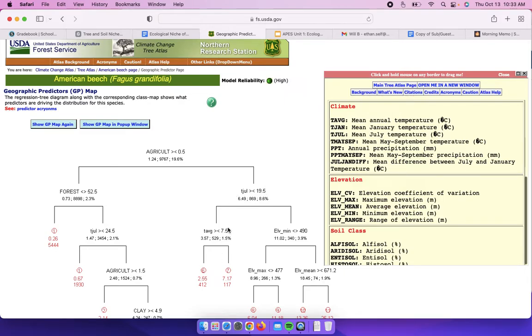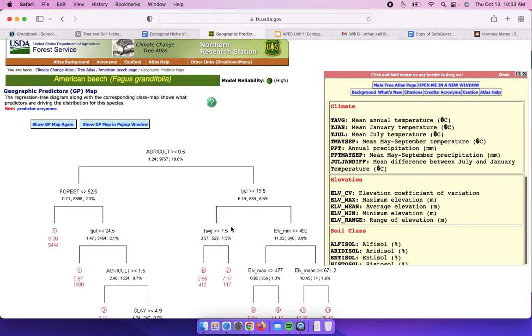So what does that mean? In a state with 50% of its land as agriculture, the second most important factor as to explaining why a birch tree might live in the state is its average temperature in July. If it's above 19.5, we're going to move to the right, which means the minimum elevation is going to be the most important factor afterwards. If the temperature is less than 19.5, or greater than 19.5, then we're going to be moving over to the average temperature.